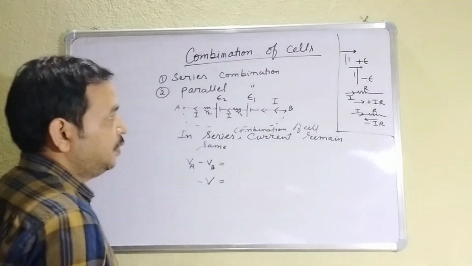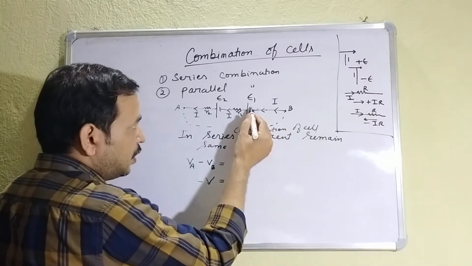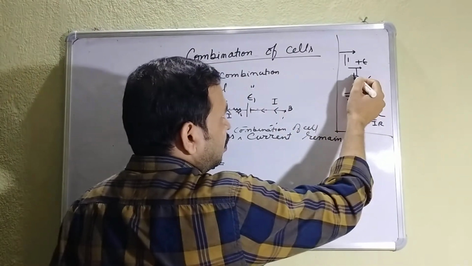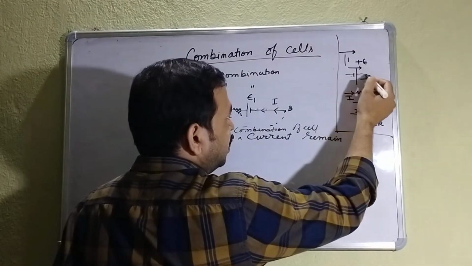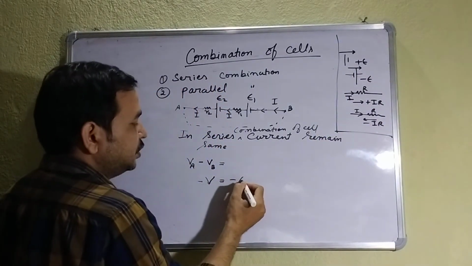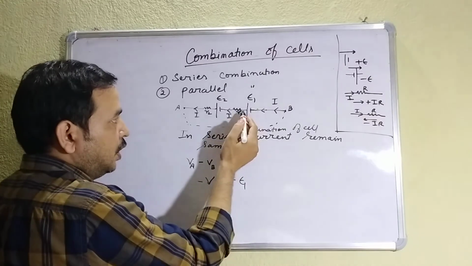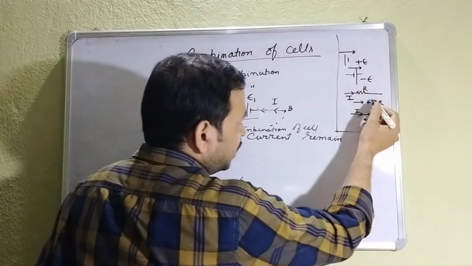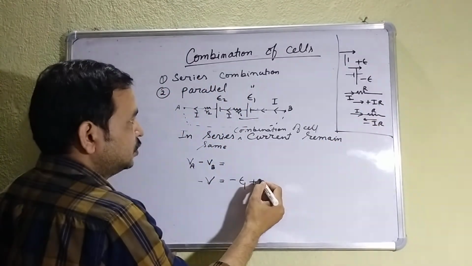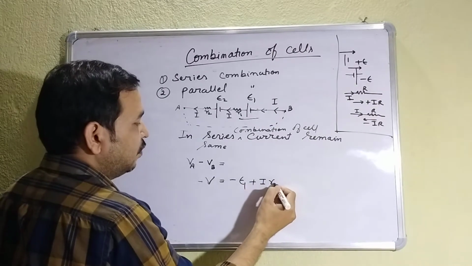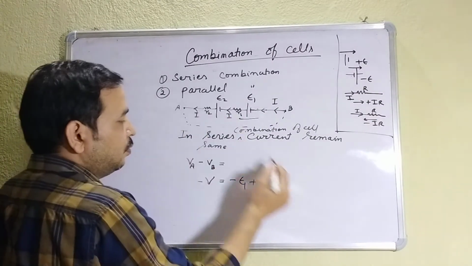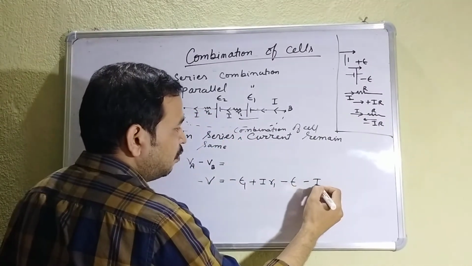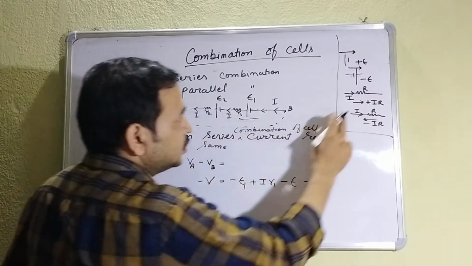Now you have to tell me the potential drop across this cell when current passes from negative to positive. When you are going from negative terminal to positive terminal, you have to take EMF as minus E1. Now we are going in the direction of current, so IR in the direction of current is plus, so it is plus I R1. Clear? Now again from negative to positive, minus EMF, and in the direction of current, potential drop, plus.